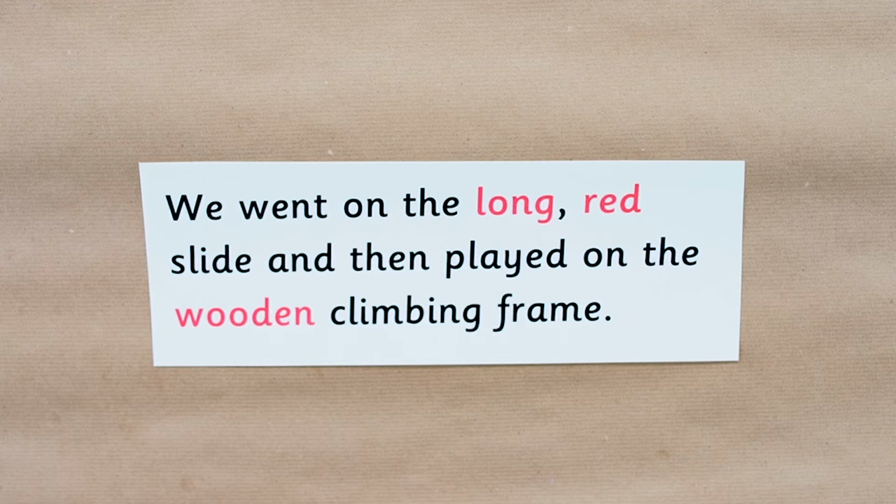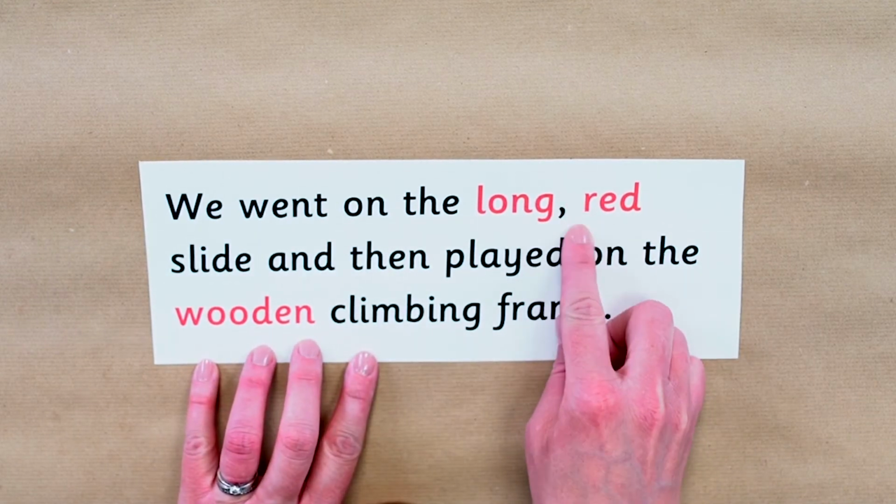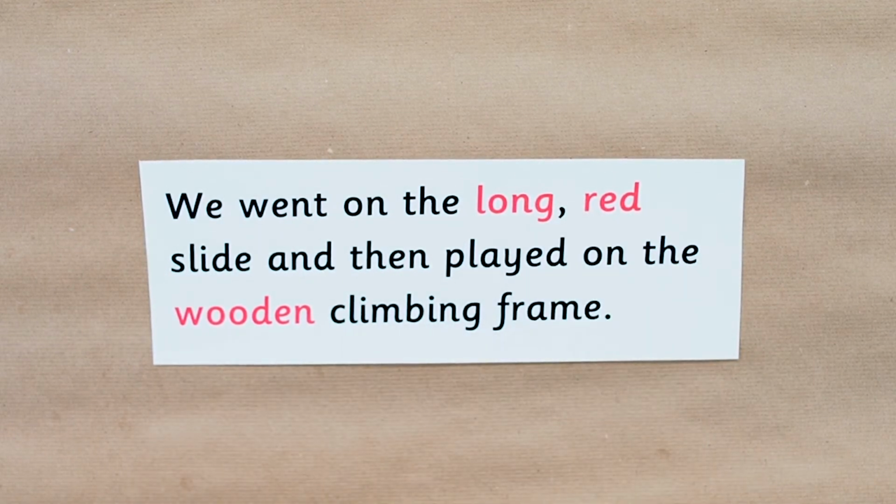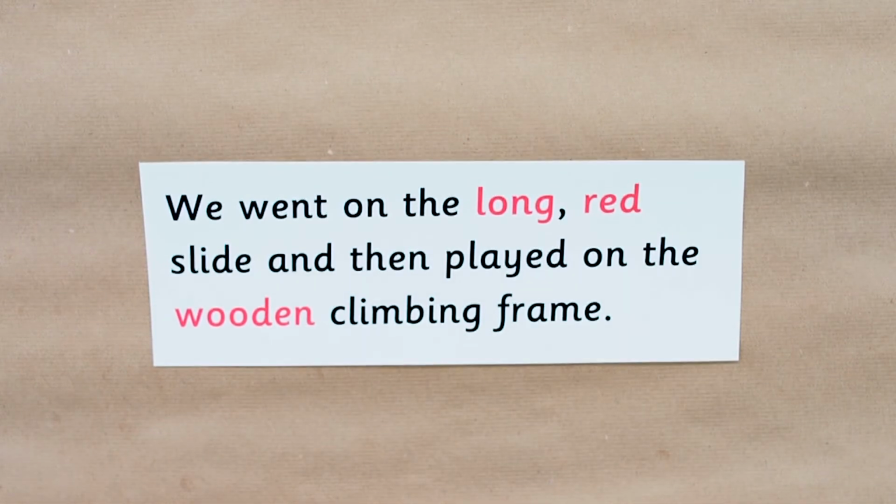If there is more than one adjective, this becomes a list, and the children are taught to separate these using a comma. So in this sentence we have slide and climbing frame as our nouns. Touching, holding, and seeing, remember, they're nouns. The verbs are went, the past tense of go, so it's a doing word, and played, whilst the adjectives are long, red and wooden.